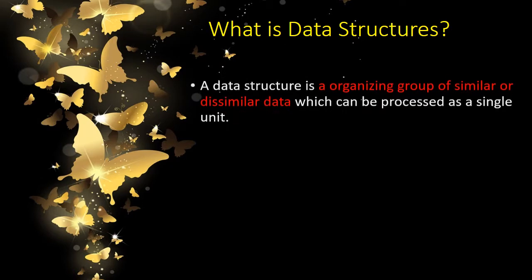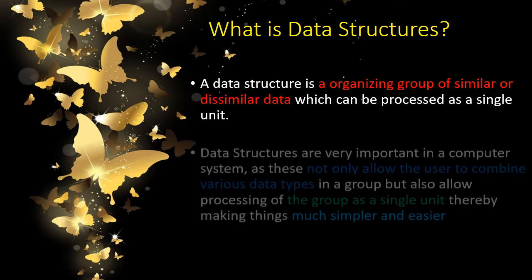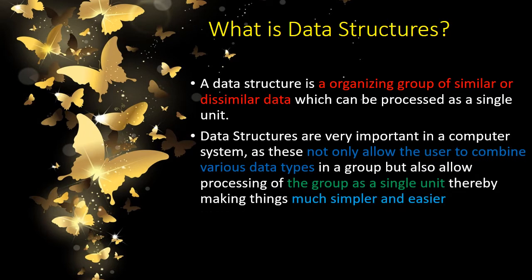A data structure is nothing but organizing a group of similar or dissimilar, different types of data, and it will be processed as a single unit only. So it's a very important concept in computers. It not only allows combining different types of data in a single unit, it also allows processing of the different types of data, and makes it very simple and easy.